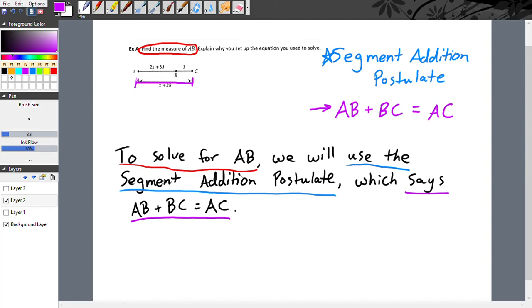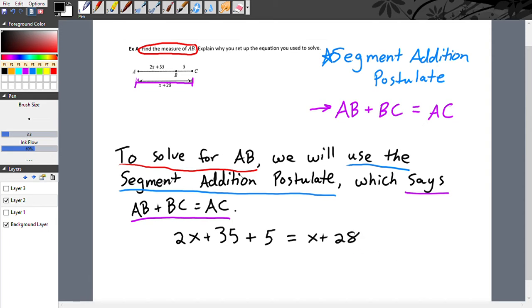Now, to save a little bit of time, I'm not going to go through all the steps of actually solving the equation, but because we have our explanation, I'm going to show you how we write our equation. Well, we know AB plus BC equals AC, so let's substitute into that equation all the values from our picture. We know AB is equal to 2x plus 35, BC is just 5, and AC is x plus 28.